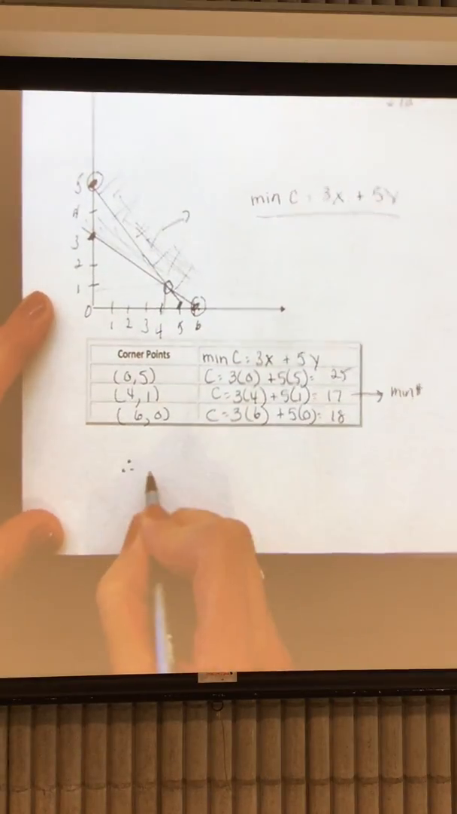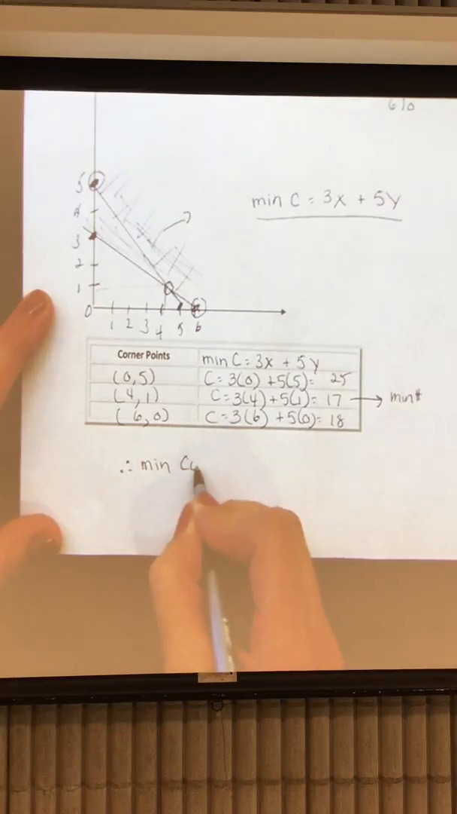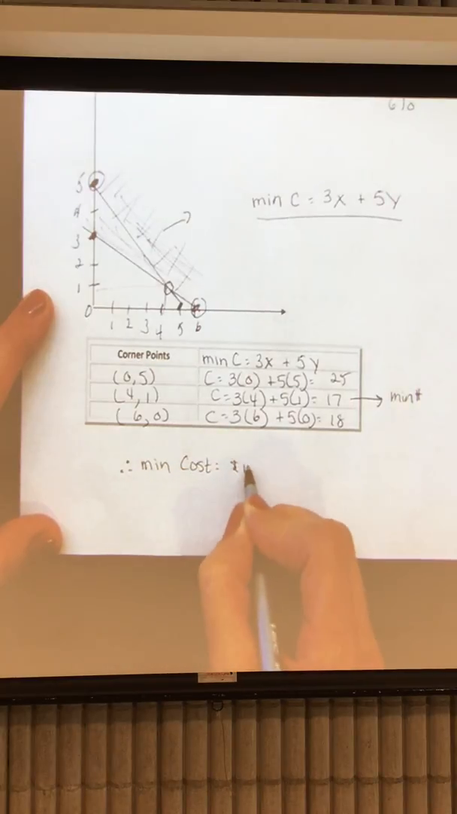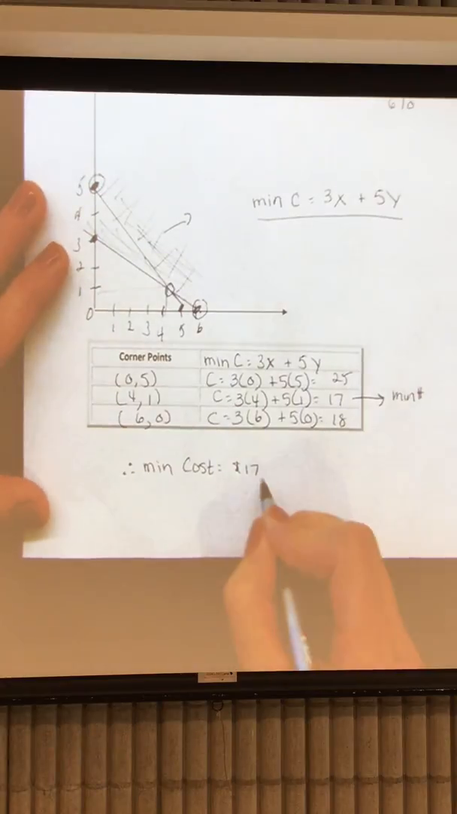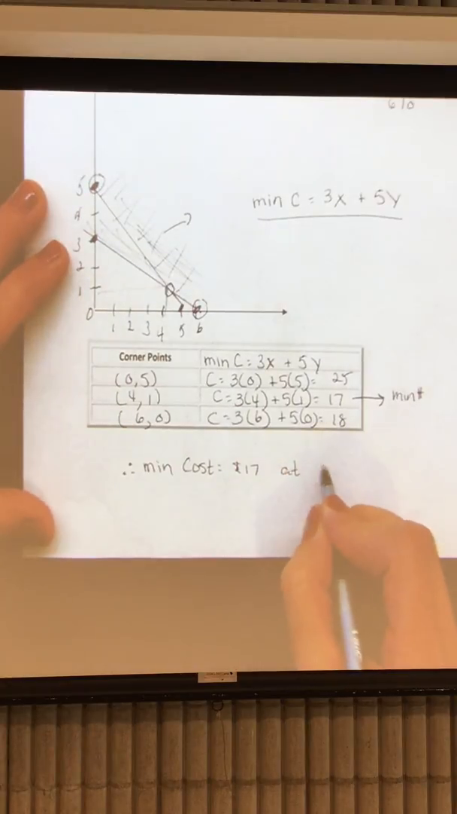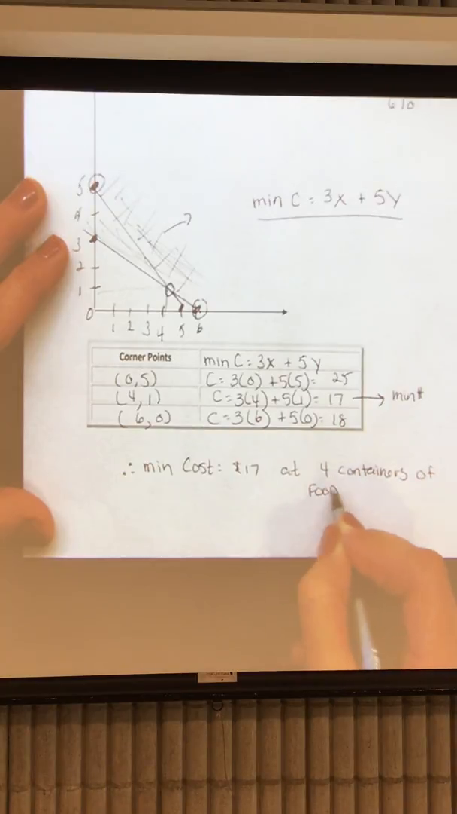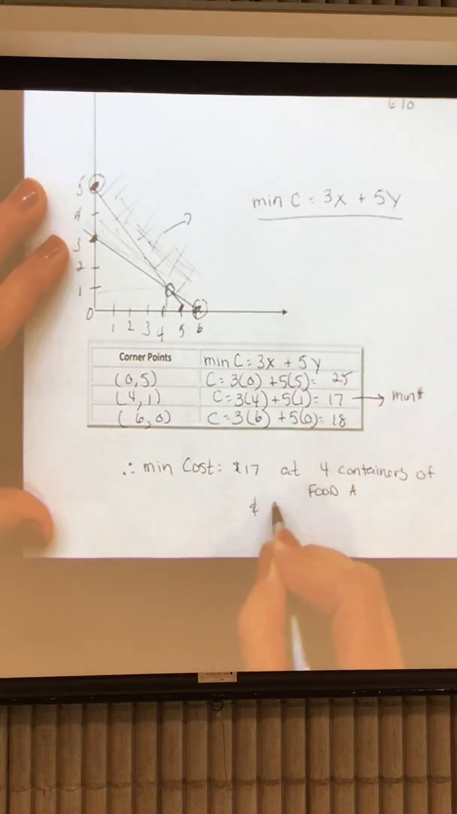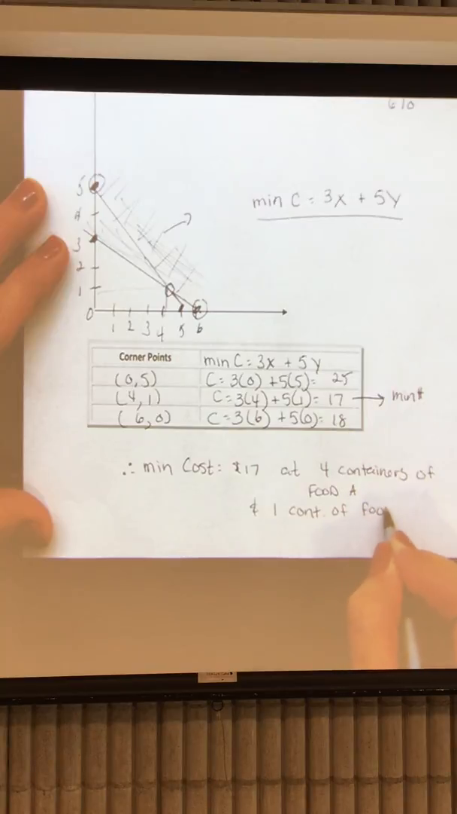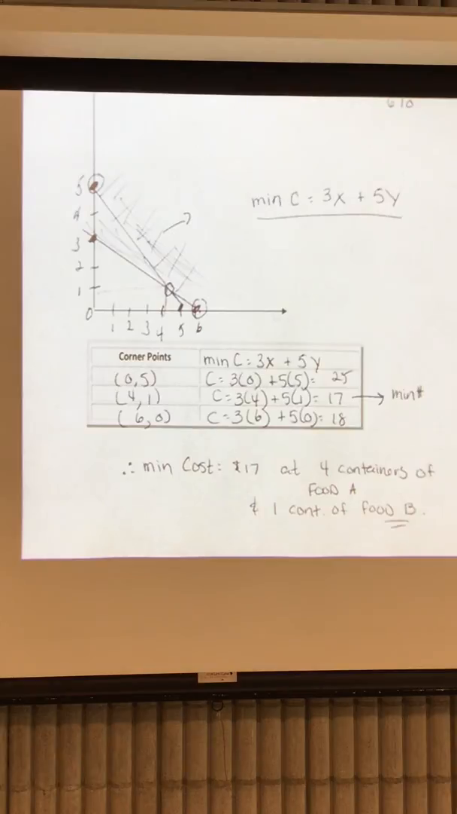Therefore, the minimum cost is $17 at 4 containers of food A and 1 container of food B. And this concludes part of Chapter 3, Section 3.